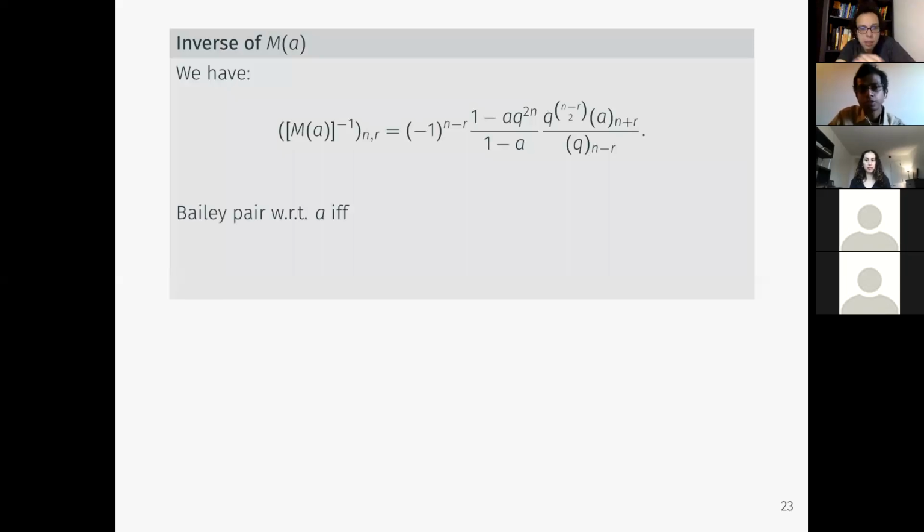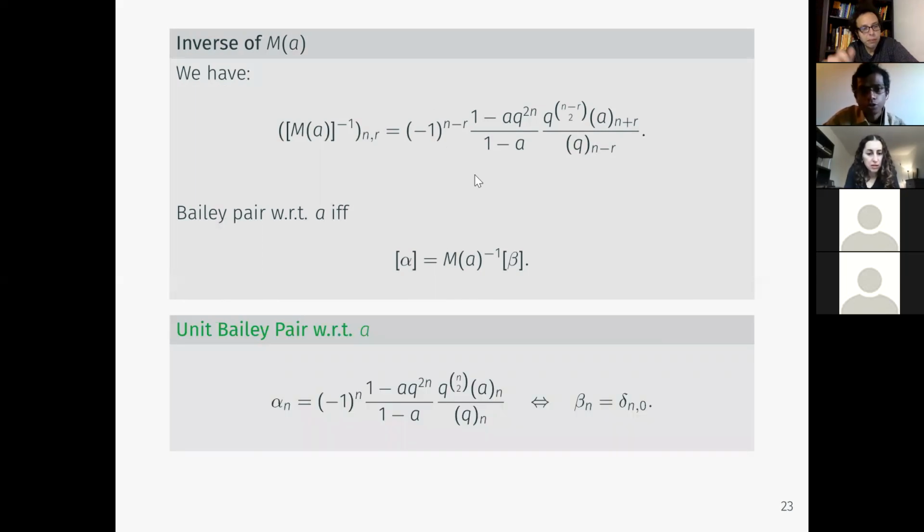So you see that something is a Bailey pair if and only if, now I write alpha as M inverse times beta. Earlier beta used to be M times alpha; now alpha is M inverse times beta. And now we can actually get a better Bailey pair. What you do is you just take beta_0 to be 1 and all the other betas to be 0, and then for the alphas you'll get the first column in this matrix. That's what is called a unit Bailey pair.